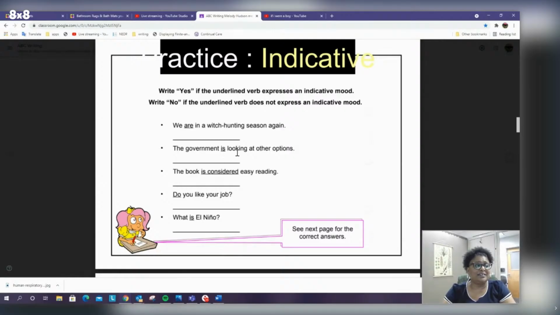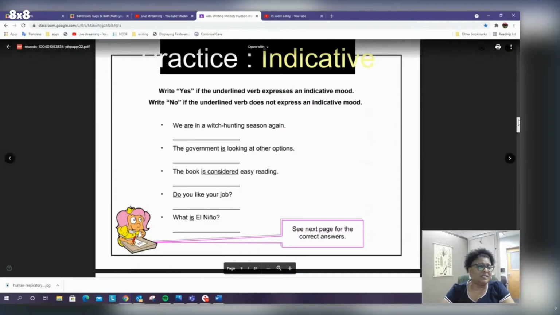Is looking. All right. So then here we have the book is considered. Now, is that a verb? Considering, is considered. Easy reading. I would say yes. And then here, do you like your job? No. And what is El Nino? Well, let's see what we have here.